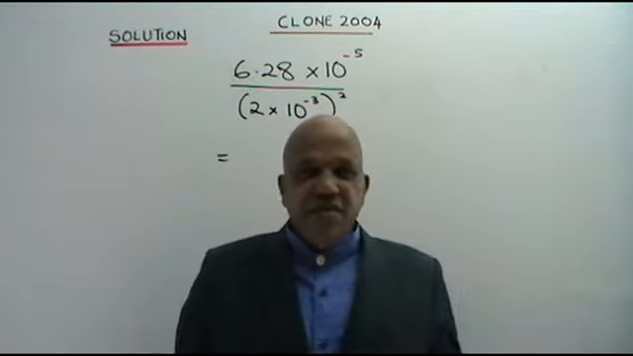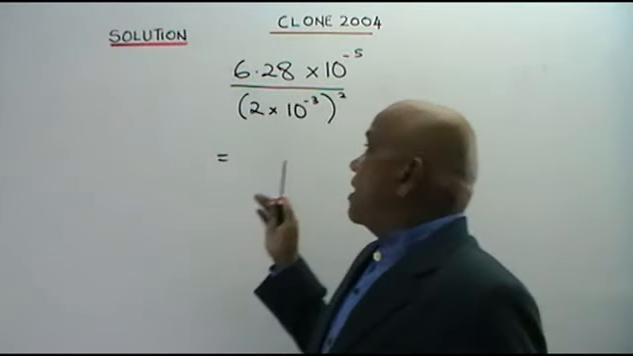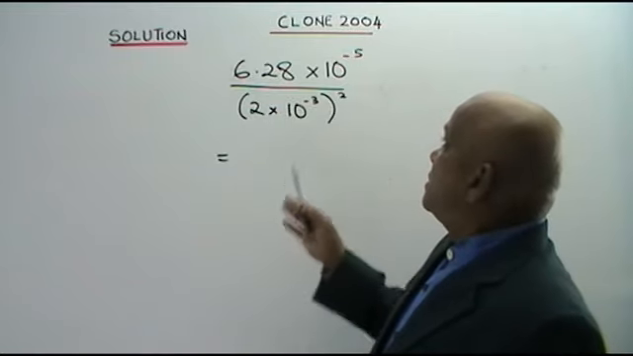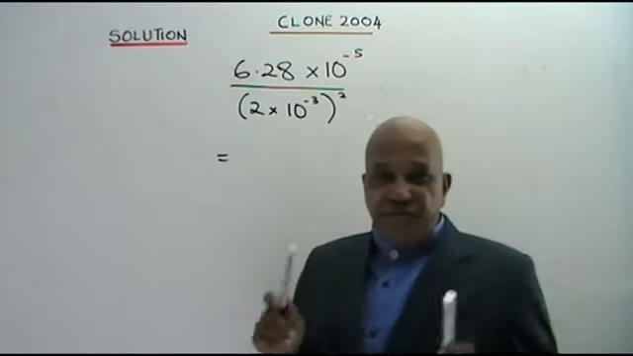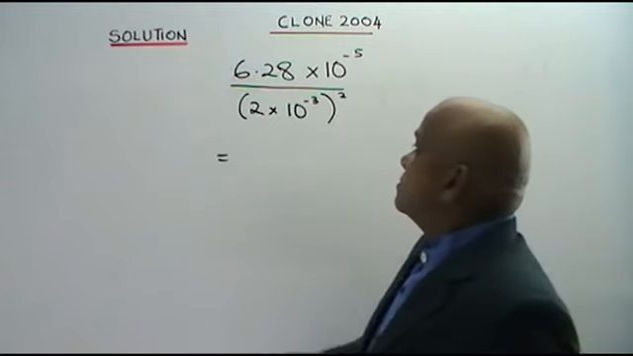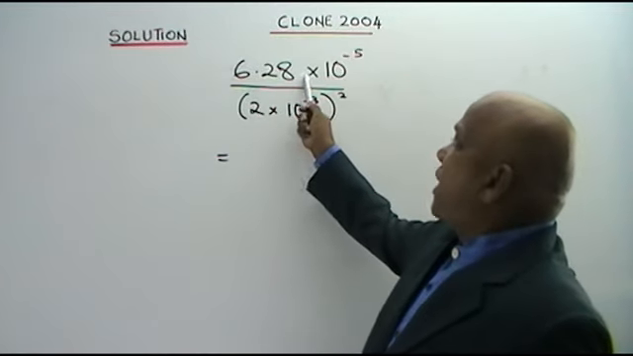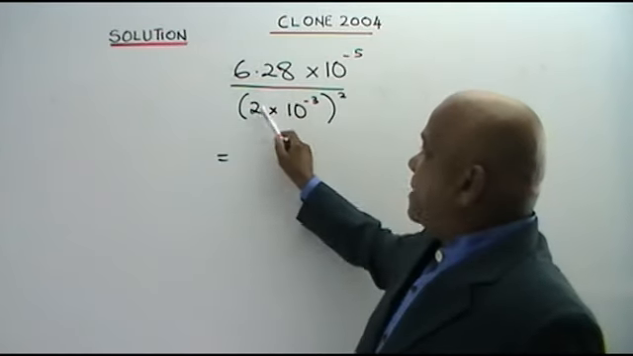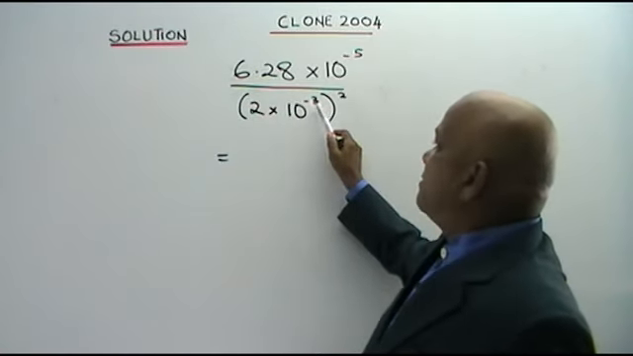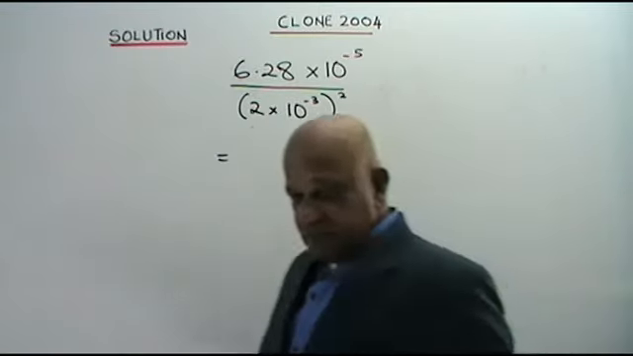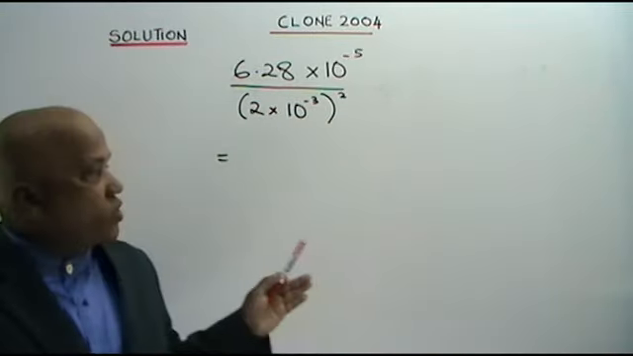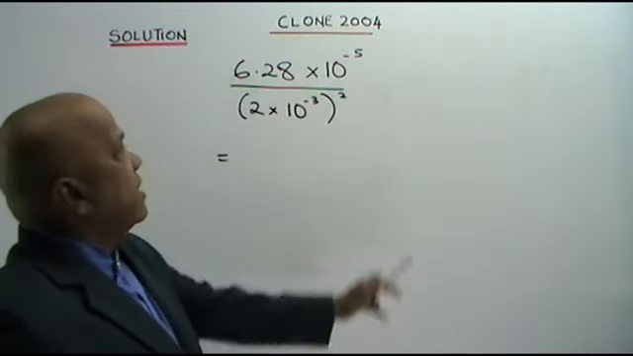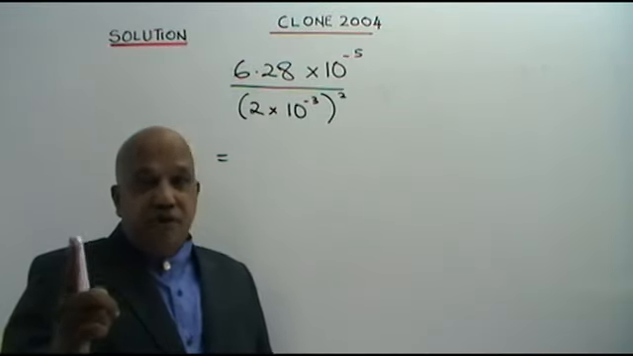Hi. Here I have for you a clone question based on the year 2004. 6.28 times 10 to the power of negative 5 over (2 times 10 to the power of negative 3) squared. You are supposed to express this in standard form.